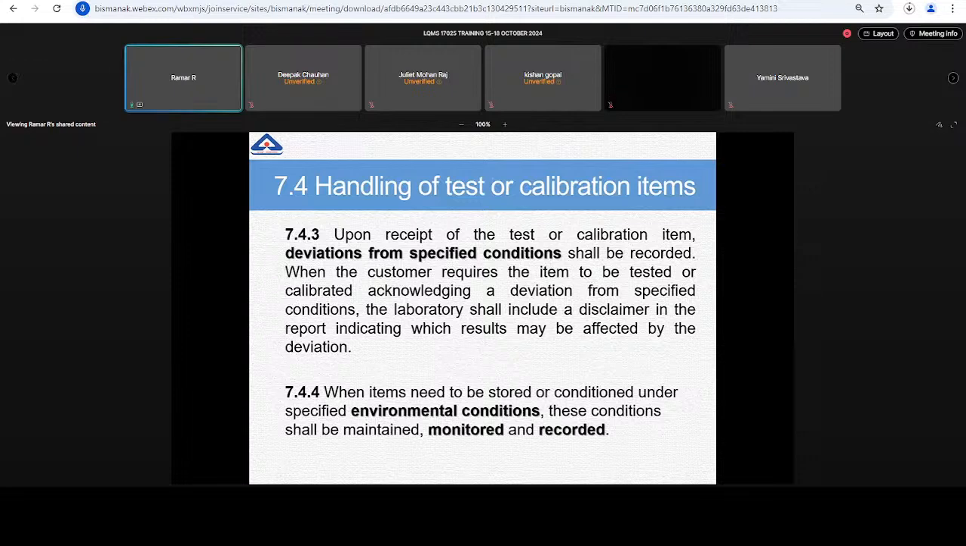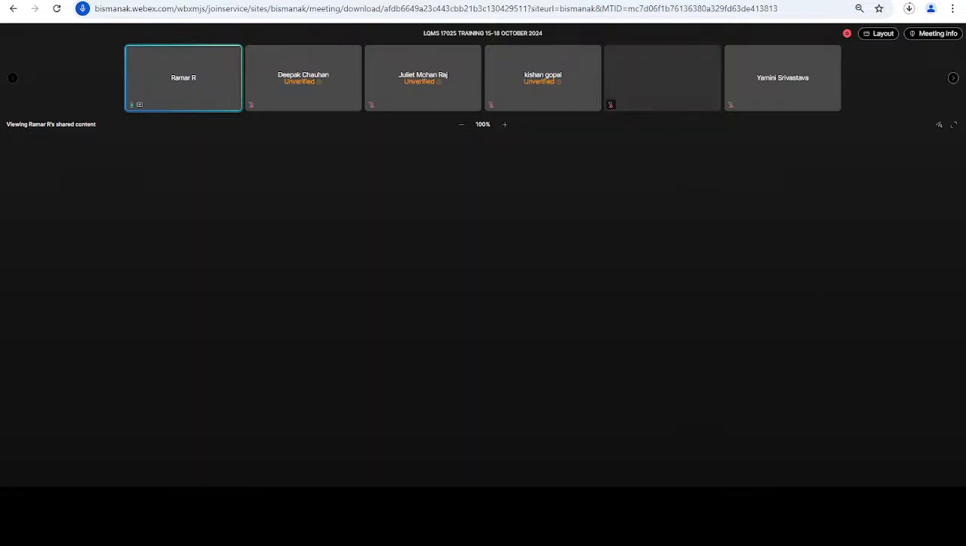When the item is received with a deviation, this deviation may affect the results. If, as per your understanding, you feel that the deviation may affect any particular test result, then that also you have to include in the disclaimer. An appropriate disclaimer must be included in the test report. So this is when deviations are observed.